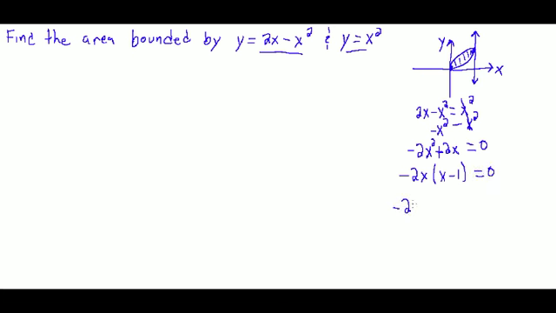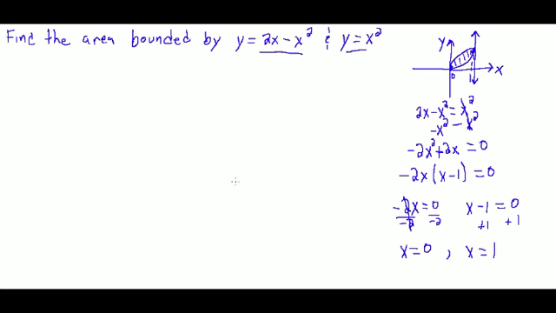So now I'm going to set negative 2x equal to 0, and I'm also going to set x minus 1 equal to 0. So now I'm going to solve for x. What I'm going to do here is divide by negative 2 on both sides. This leaves me with x equals 0. And in this one, I'm going to add 1 on both sides. So now I have x equals positive 1. So those are my points of intersection, which I'm labeling right there.